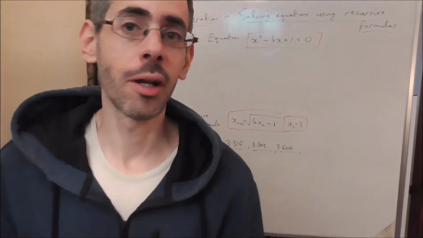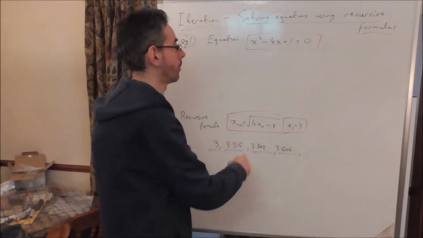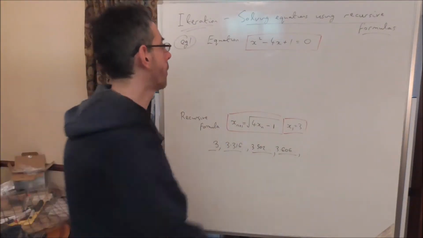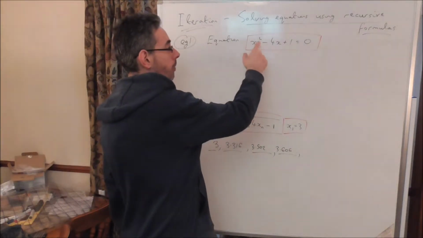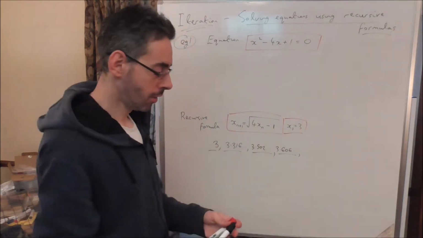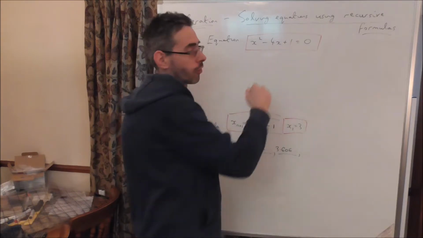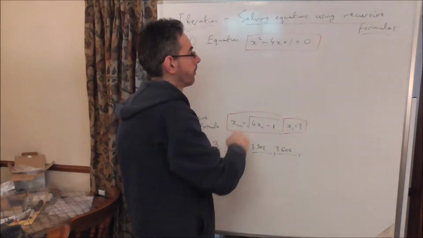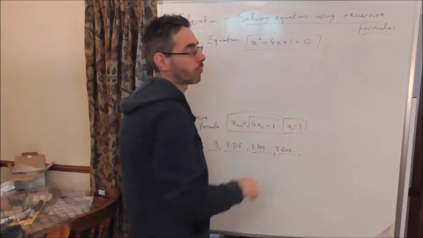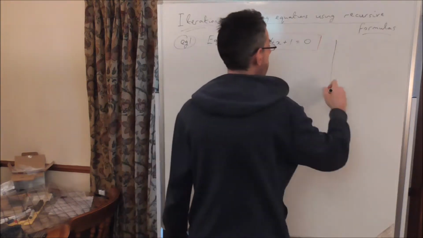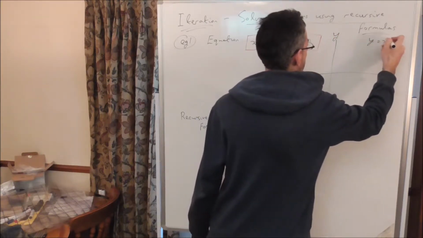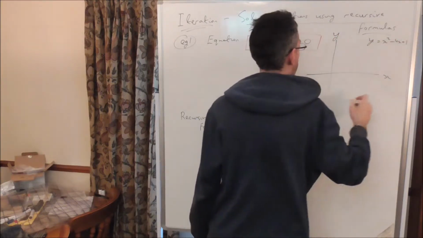Right, so now I'm going to try and explain why this recursive formula helped us to solve this equation. So this is the equation we had in the question, x squared minus 4x plus 1 equals 0. You can actually show the solutions to this equation graphically by drawing a graph of the left-hand side of the equation, a graph of y equals x squared minus 4x plus 1. I'll just do a sketch of that. It looks something like this.